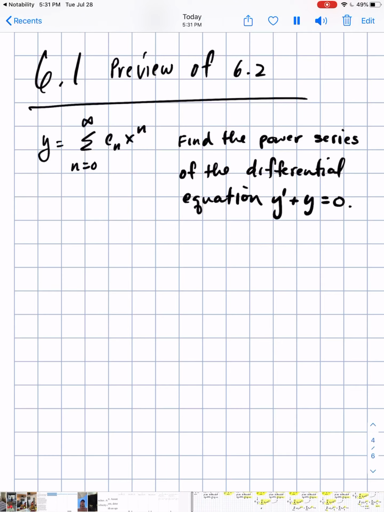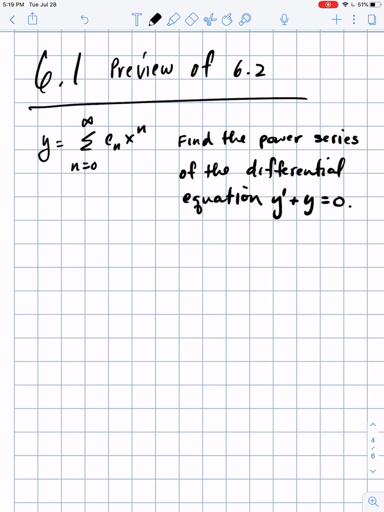Alright guys, so this is in 6.1, but it's a preview of what we're going to do in 6.2, which I'll send out a video tomorrow. You're going to get a differential equation like this one here, y prime plus y, and they want you to find a power series. So here's our power series. Just like when you made y equal to e to the m x, or y equal to x to the m, now we're going to make it into a power series and then solve the differential equation by finding a power series that works.